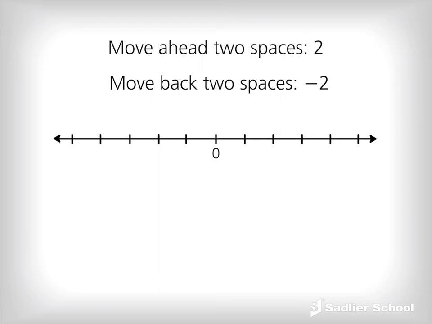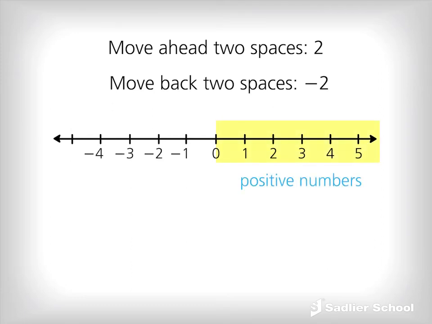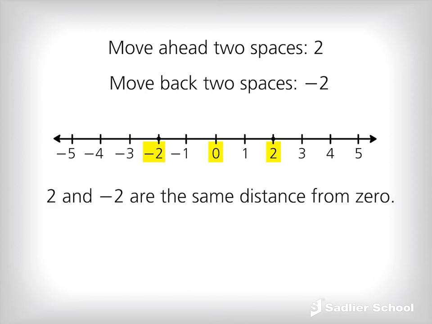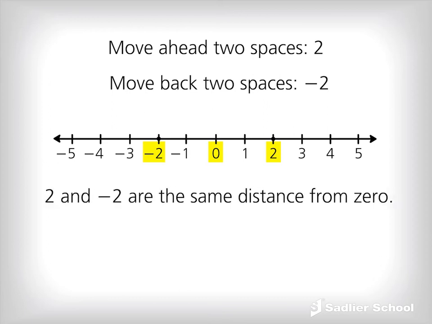Positive numbers are to the right of 0. Negative numbers are to the left of 0. Notice that 2 and -2 are the same distance from 0 on the number line, but they are in opposite directions from 0. 2 and -2 are both the same distance from 0, but 2 is to the right of 0 and -2 is to the left of 0.